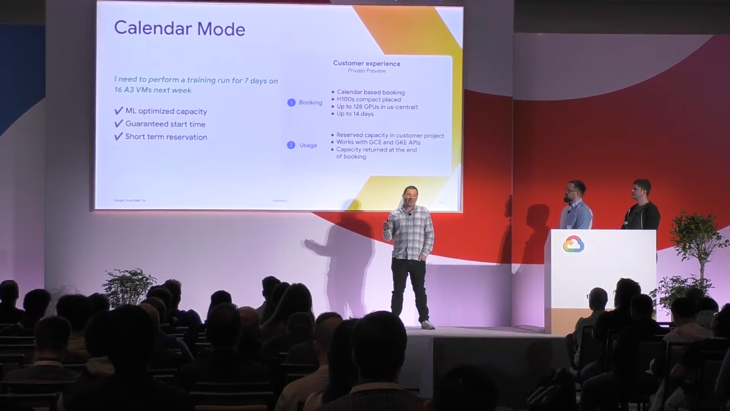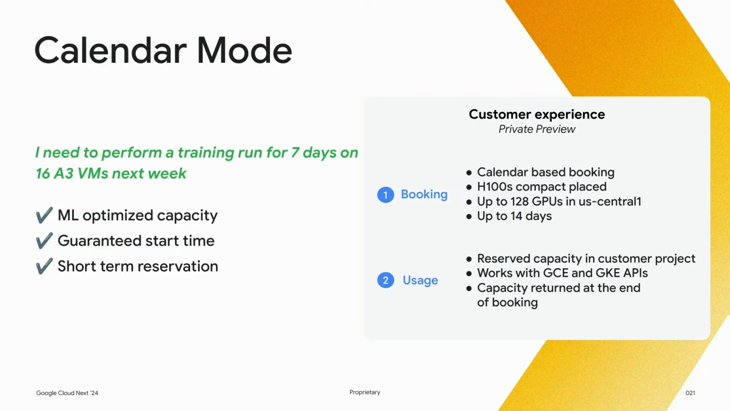Now on to Calendar mode. Calendar mode offers a simple way to buy a short-term reservation for optimized capacity. This option is great for users who need a guaranteed start time. So in this case, you're going to know the machines and region that you want to run in, but you're going to have a little bit of an advance notice. And you'll make the request to us, we'll approve it, and then you'll get them at that start time.